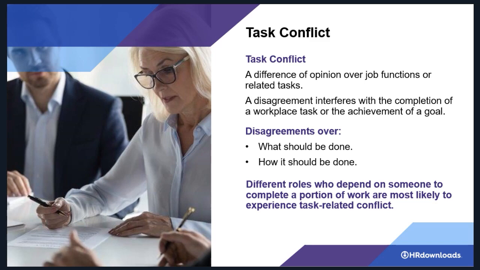So this is going to include disagreements over what should be done and how work should be done. Organizations where different roles or teams are working on the same project or depending on somebody else to complete a portion of the work are most likely to experience task-related conflict, as there's a tendency of placing blame on someone else for dropping the ball, holding up the process, not pulling their own weight, or not doing their job correctly. And this causes repercussions for everyone else. As more and more workplaces become collaborative, task conflict will only begin to increase.